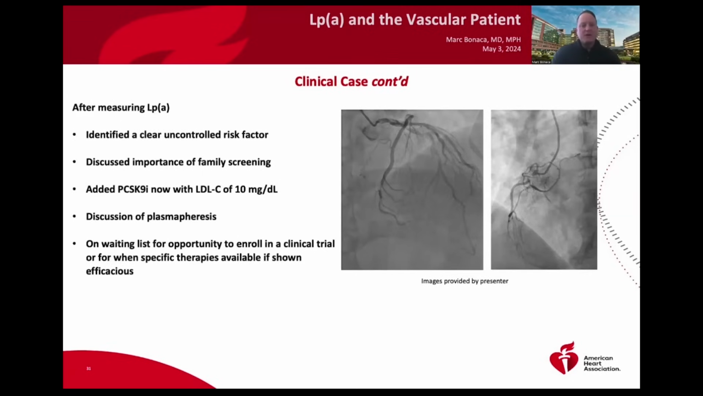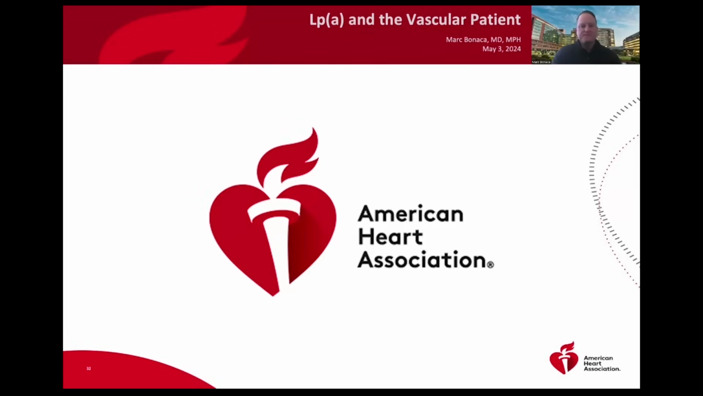So we measured LPA, and it was very high. It was a clear uncontrolled risk factor. He had an elevated level. We discussed the importance of family screening. We intensively lowered LDL. We added a PCSK9 inhibitor, now with an LDL of 10 milligrams per deciliter. We discussed other options like lipoprotein apheresis or plasma apheresis, and he's on the waiting list for a clinical trial.